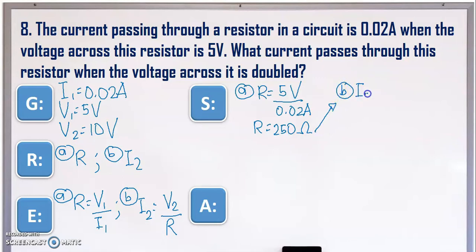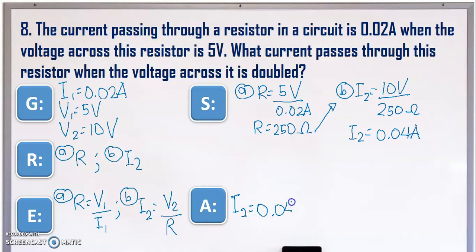Final current is equal to the final voltage, which is 10 volts, divided by the computed value of resistance, which is 250 ohms. When we divide these two, we'll get the value of the current, which is 0.04 ampere. The final current when the voltage is doubled is 0.04 ampere.